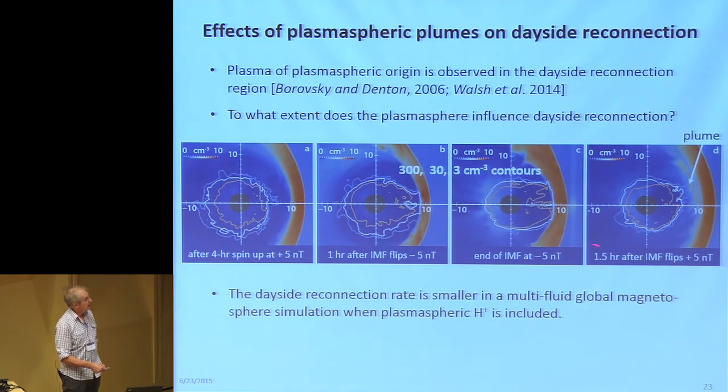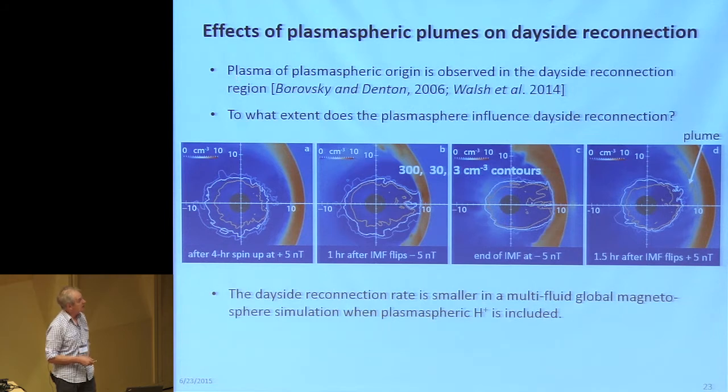And this is at the end of the 5 nanotesla period, and you can see the whole dayside plasmasphere has kind of come toward the magnetopause. And then in this simulation, and I'm not going to claim that this is the truth of how this happens, but after the IMF flips northward, you start to see this plume come out. The surge has subsided along the whole dayside, and you see a plume, which is a well-known plume, coming out of the plasmasphere, impacting the dayside.